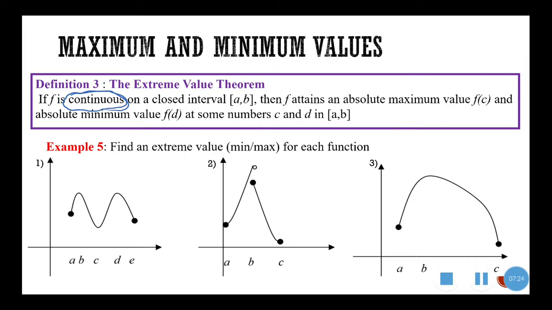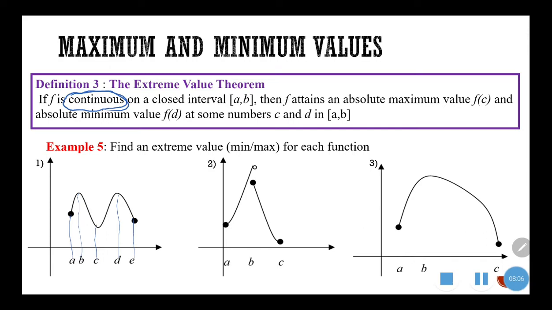minimum. So here for example number 1, find the extreme value, minimum and maximum, for each function. For A here, we have points A, B, C, D, and this is E. It says f attains absolute maximum value f(c) and f(d) at some numbers c and d. So to find the minimum, we look for the lowest point. The maximum is the highest point, right?